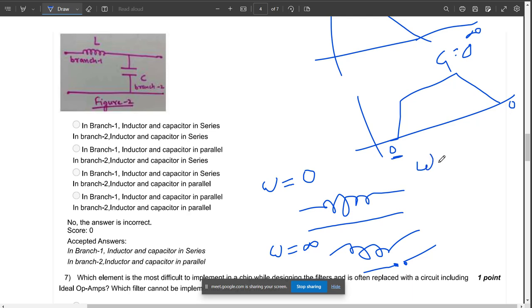Similarly, now I want from others, what happens to a capacitor when the frequency is equal to 0? Open circuit. Okay. And what happens to the capacitor at omega equal to infinite? Short circuit. Yes.